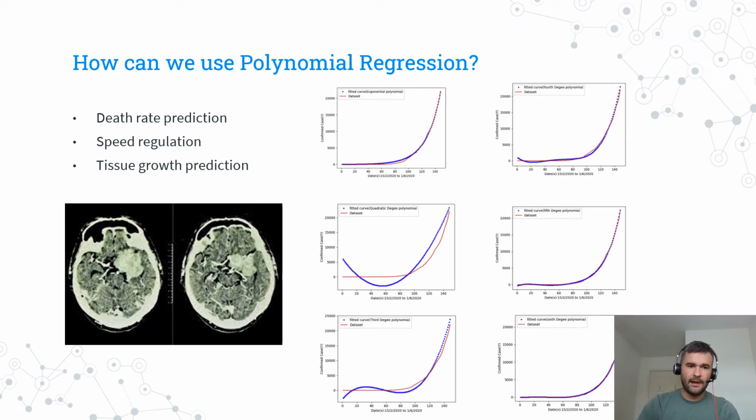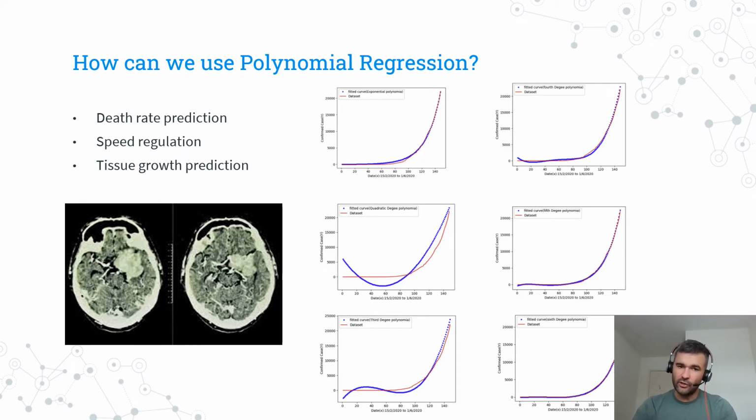So different situations call for the application of tissue growth prediction. The first one is oncology patients. So tumor growth. Polynomial regression is frequently employed to monitor the growth of tumors because it takes into account the non-linear nature of tumor growth and spread.